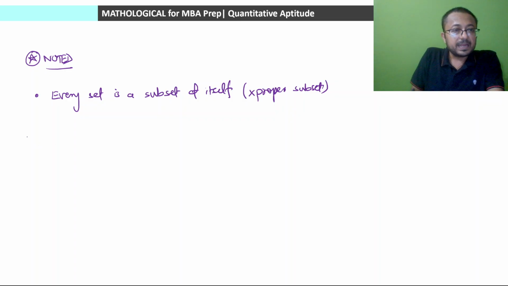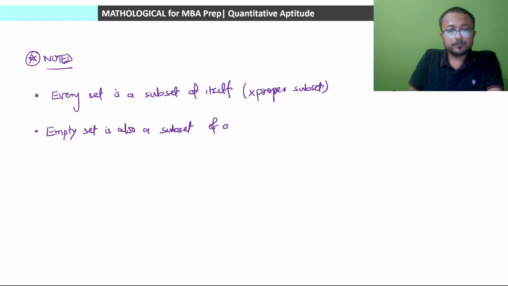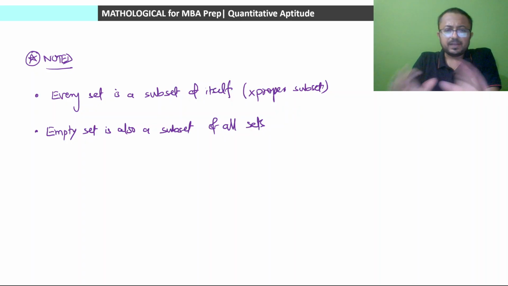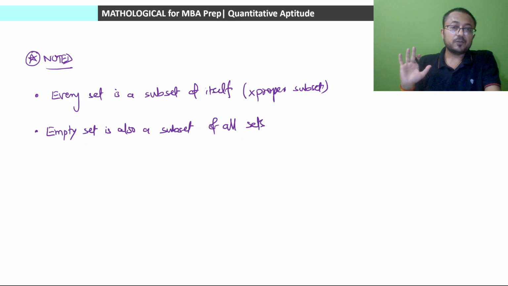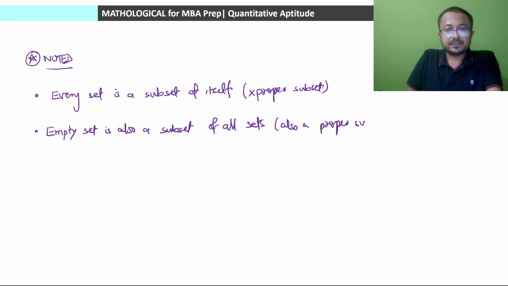Second part, the empty set is also a subset of all sets, because every set contains the null set. That is why the empty set is also a subset of all sets, and this is also a proper subset. Empty set is also a proper subset of each set.